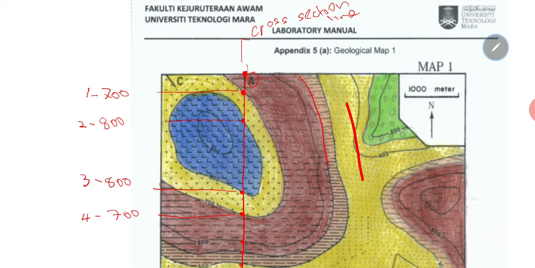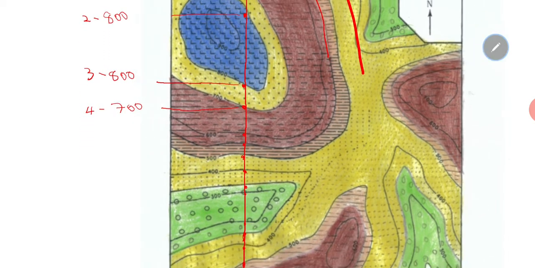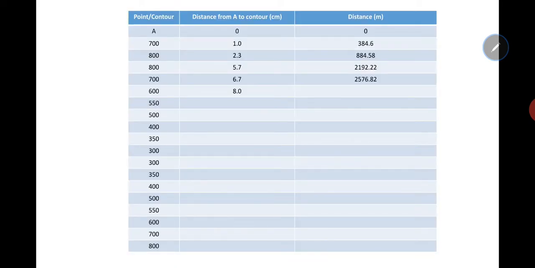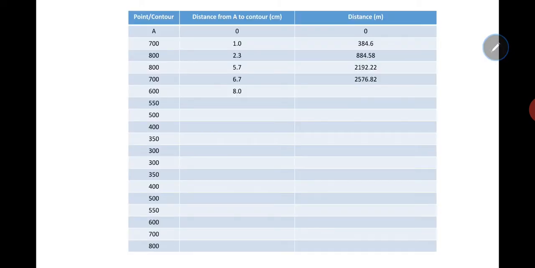Okay, so this is all the information that you need to fill in the table. Let's say A, and then we have 700, we have 800, 800 and 700, compared with the information I put here. So this is A, next is 700, next is 800, next 800, and then 700. Okay, that is column number 1.